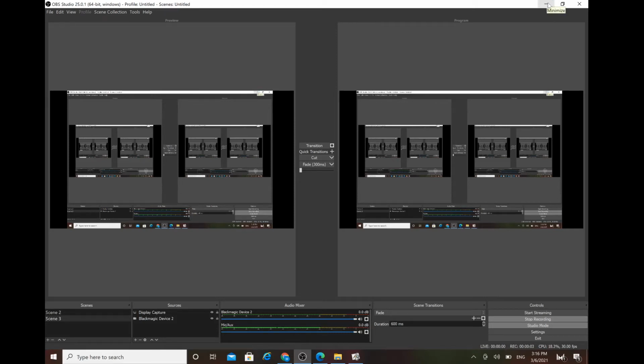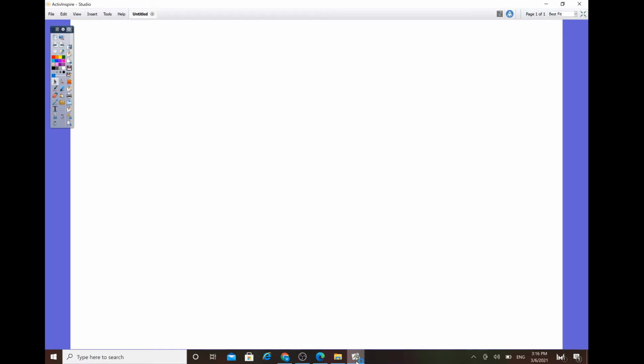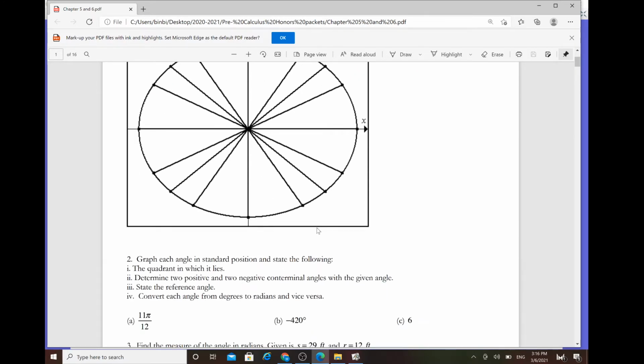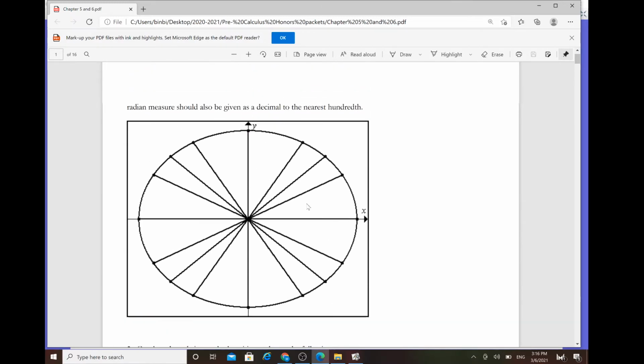And today I would like to talk about sections 5.1 and 6.1 for pre-calculus honors. Okay, so we'll take a look at that right here. This one is all about the unit circle and also finding the ratios of the trig functions. It also covers arc length, linear velocity, angular velocity, and the revolutions word problem.